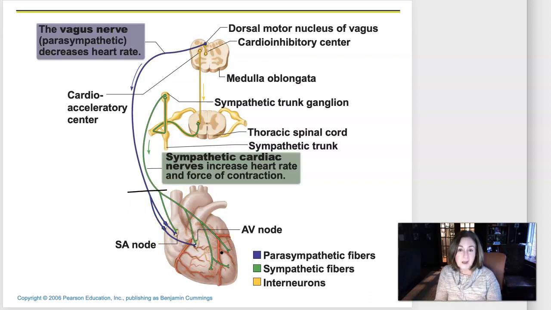It can slow it down when we're at rest. It could speed it up when we're in a crisis. Okay, and so it's not just on autopilot. Our nervous system will help to fine-tune the heart rate.